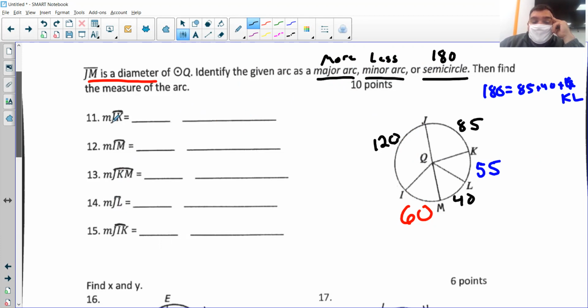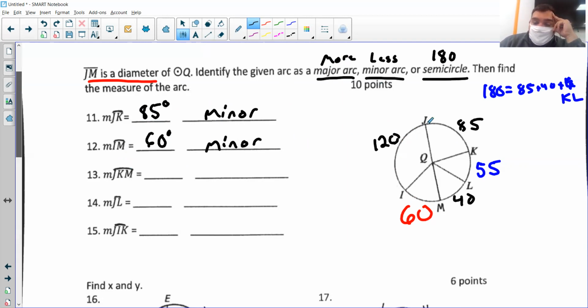Okay. JK, so for JK we're just gonna go from here to here. The measurement of JK. So it's 85, that's 85 degrees. And since that's less than 180, that's minor. So let's go to the next one. Here to here, we already did our math, it's 60. Again, I always suggest fill out all the pieces first, then do the questions. This is still minor because it's still less than 180.